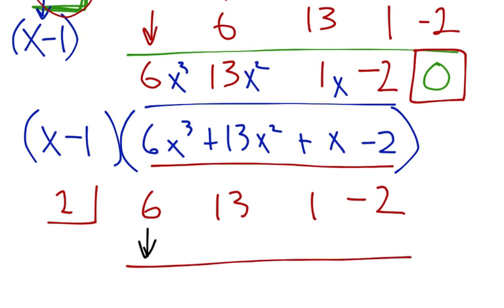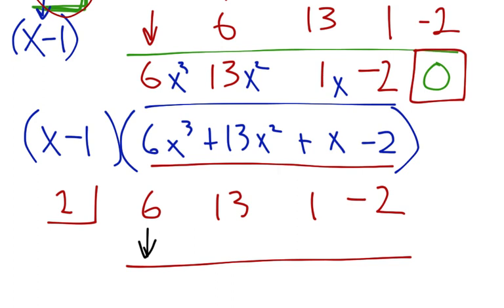Bring down the 6, times it by 2, and I get 12. Add that, just get 25. Times it by 2, and I get 50. I'm getting way too big. There's no way that it's going to end up as 0 over here. So I'm just going to stop without continuing. So now I'm going to back up again.